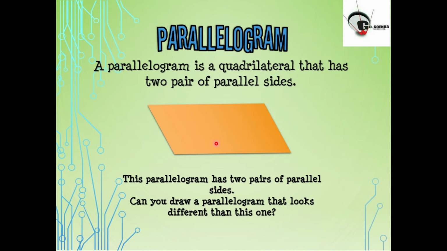That it is also a parallelogram, but in the parallelogram there is no condition that the angle should be of 90 degree or of right angles. Parallelogram does not contain that condition, but the rectangle contains, of course. So can you draw a parallelogram that looks different than this one? Yes, of course you can draw in the form of rectangle, because rectangle also has two pairs of parallel sides.